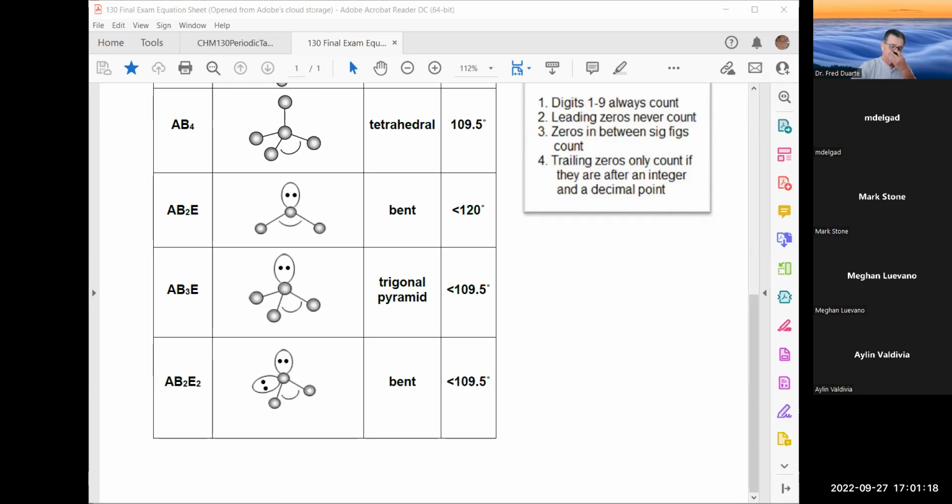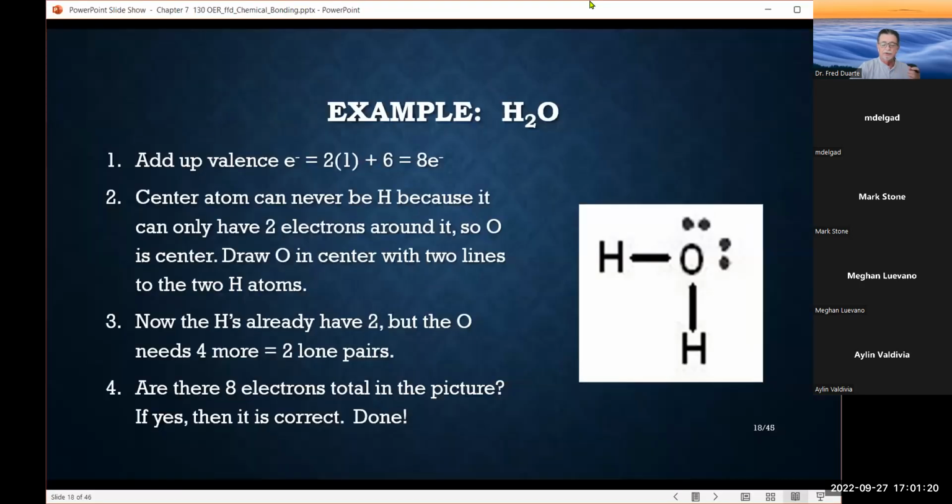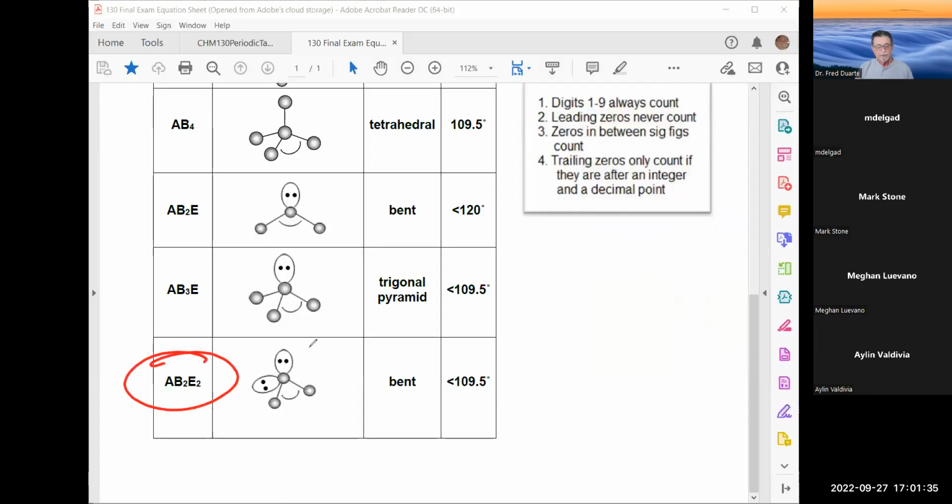Okay, so that is our formula. Our general formula was AB2E2. I think I got ahead of myself, sorry about that. And so that is the general formula. There is a structure, and its name was bent. Yeah, I guess I did say that. And the angle is less than 109.5.